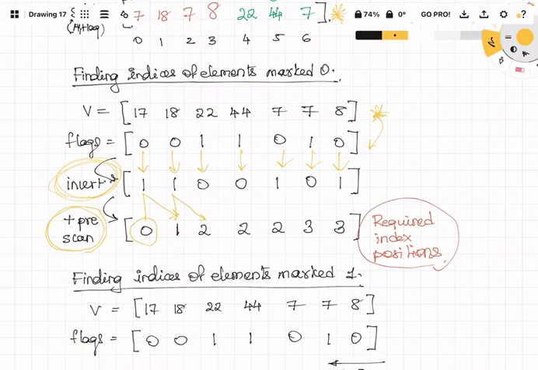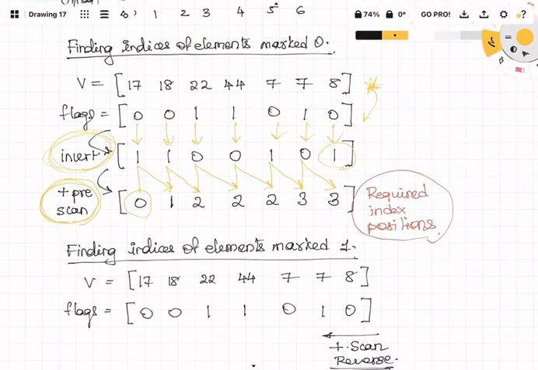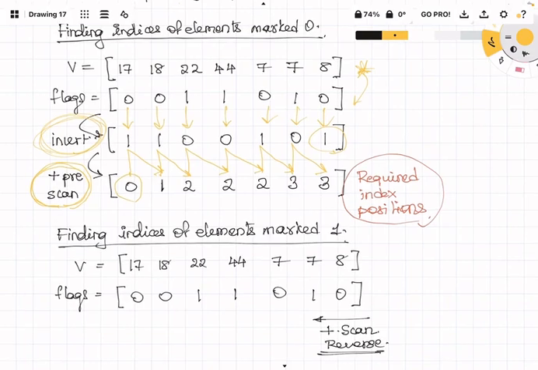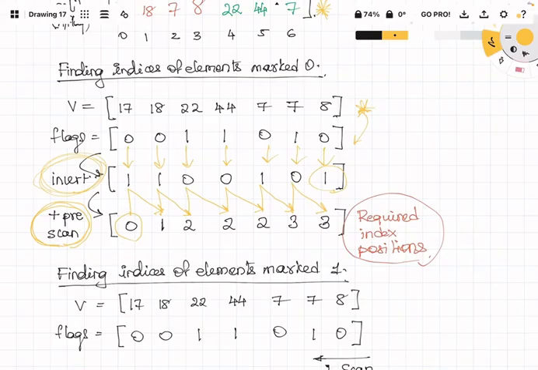1 plus 1, that's 2. 2 plus 0, that's 2. 2 plus 0, that's 2. 2 plus 1, that's 3. 3 plus 0, that's 3. This one at the end plays no role and we just completely ignore it. And that's what we do with a plus pre-scan. If it were just a normal scan, the arrows would move in a different direction, as you will see in the next section. But let's keep that aside for now, and let's just pay attention to the indices that have been generated for all those elements that were marked with the flag 0.